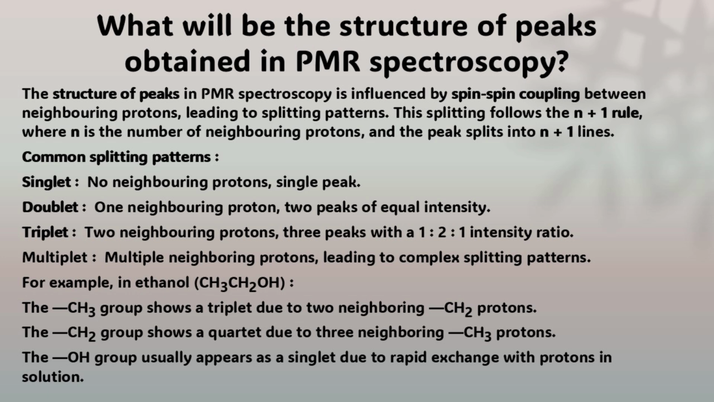For example, in ethanol, CH3CH2OH. The CH3 group shows a triplet due to 2 neighboring CH2 protons. The CH2 group shows a quartet due to 3 neighboring CH3 protons. The OH group usually appears as a singlet due to rapid exchange with protons in solution.